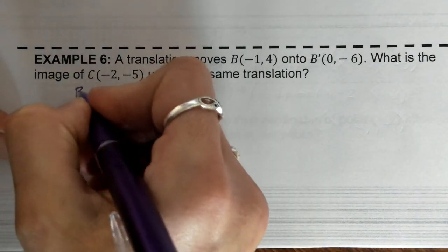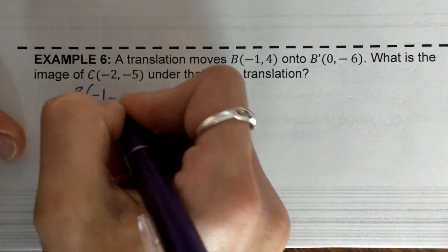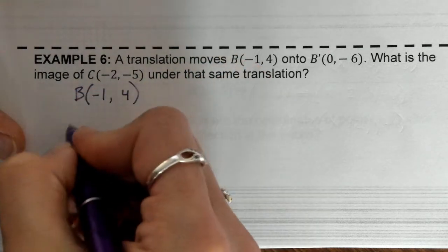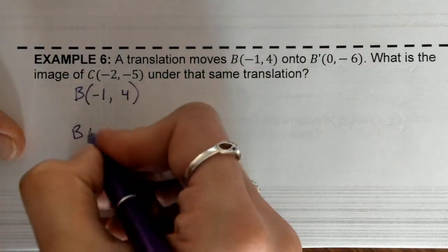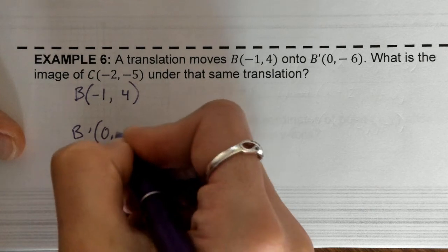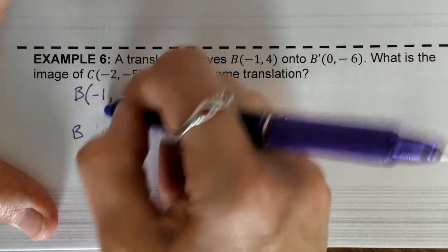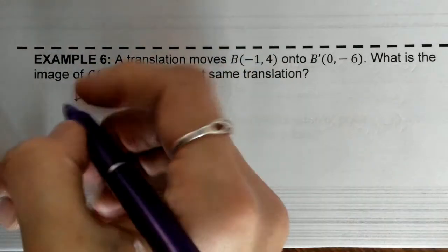Let's go ahead and write out B at (-1, 4). We have a little bit of room here, and I'm going to look at B prime. B prime is at 0. Let me move that over a little bit so it's lined up a little better.